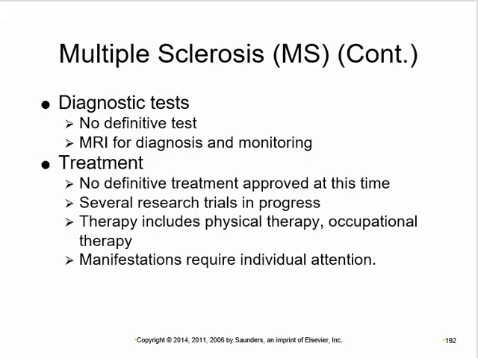MRIs might be helpful if the plaques can be seen. And it's useful for monitoring the rate of progression. There's really no definitive treatment. So it's helping people cope with the deficits, is really it. So occupational therapy, that kind of thing. Every manifestation and every individual requires individual attention, and it's different for each person.